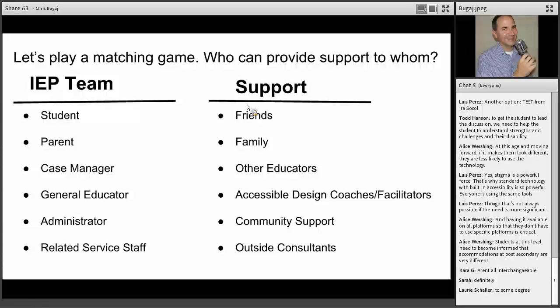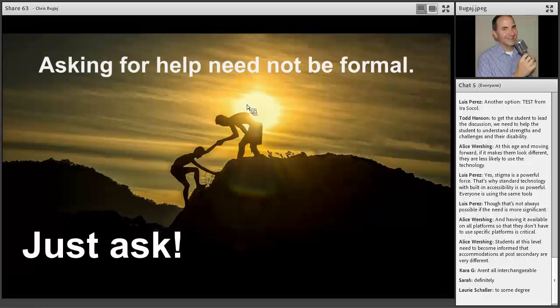Kara kind of hit it. Aren't they all interchangeable? Really, if you were to take your finger and draw a line, this whole page would be a hot mess of lines back and forth, because any one of those people on the left could ask any one of those people on the right for support, because we all have different knowledge pertaining to how to brainstorm solutions to put in place.